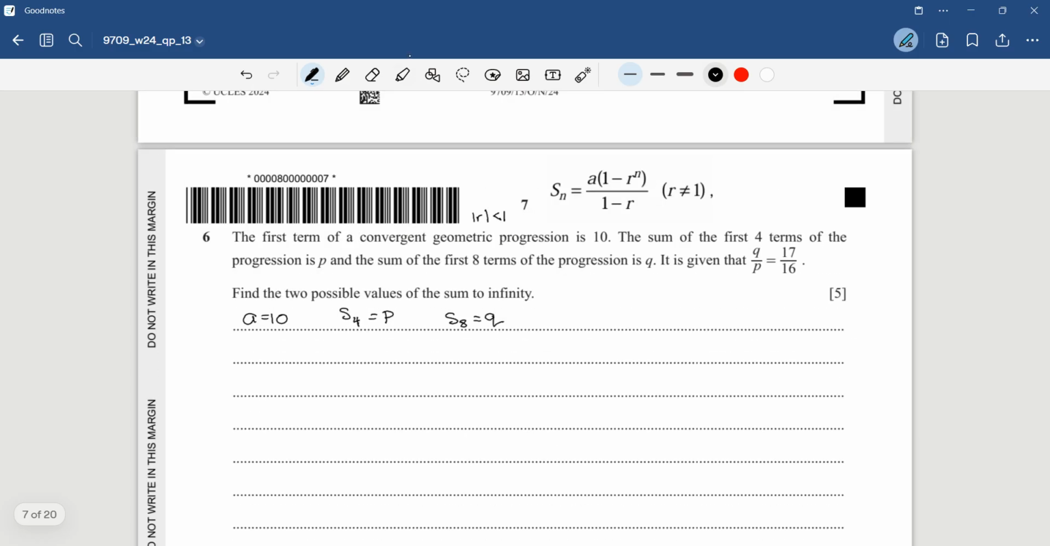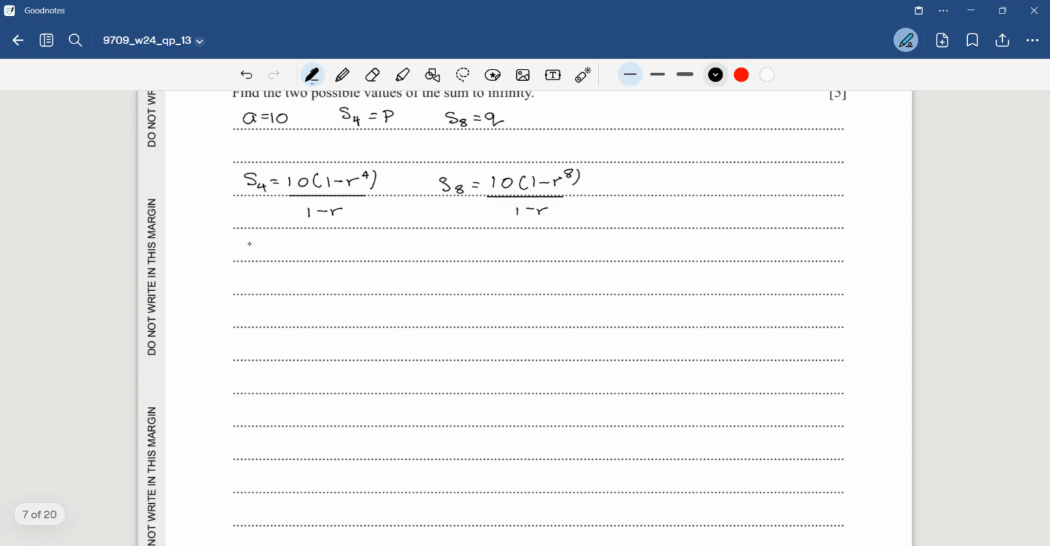Okay, so here I have to take the formula from the formula booklet, so you can refer to your formula booklet for this formula. Therefore, S4 is equal to a(1 minus r to the power of 4) divided by 1 minus r, whereas S8 will be 10(1 minus r^8) over 1 minus r. Okay, and S4 equal to p, which means 10(1 minus r^4) over 1 minus r is equivalent to p. So this will be your equation 1, and 10(1 minus r^8) over 1 minus r is equivalent to q. So this is what we get. So this is your equation 2.